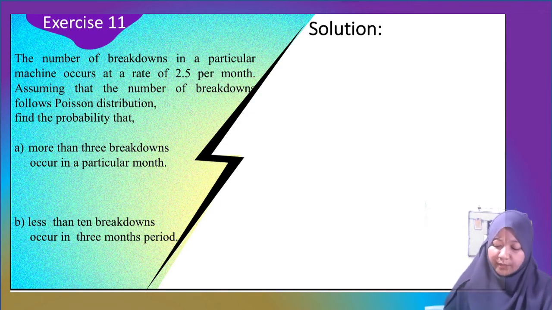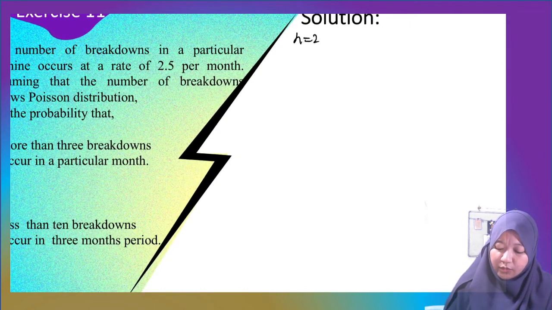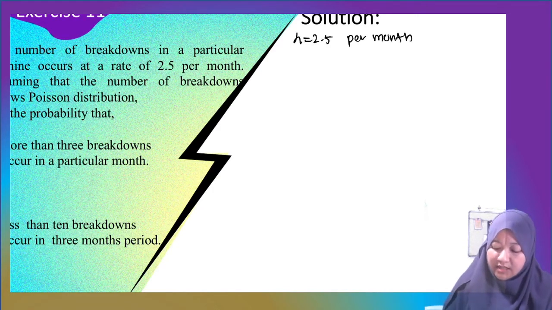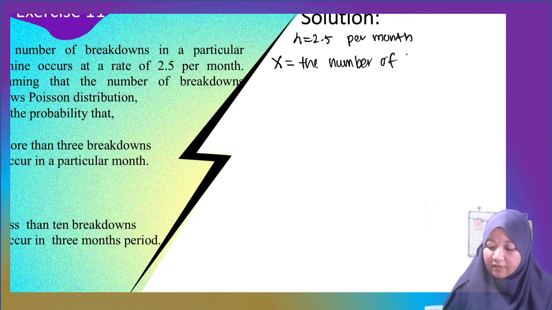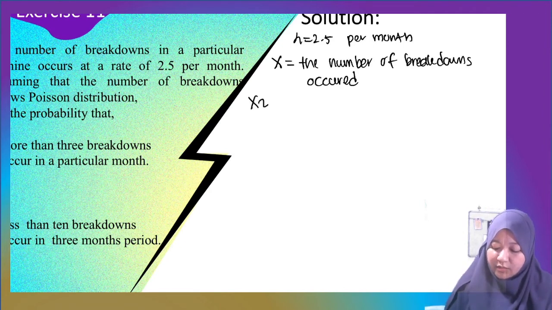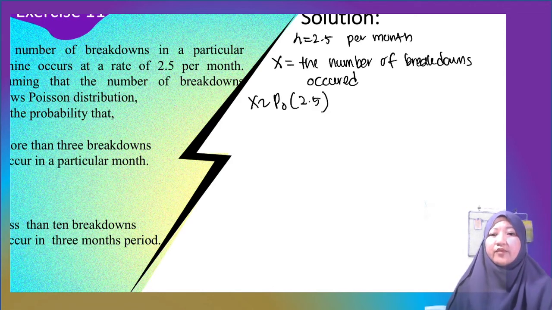Okay, so the lambda 2.5 is per month. Time interval dia adalah month, 1 bulan. Jadi, X kita adalah apa ni? X about the number of breakdown occur. So X distribute Poisson 2.5 for 1 month.